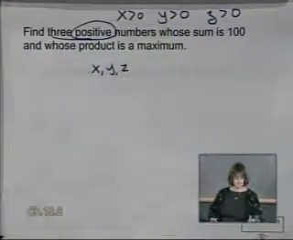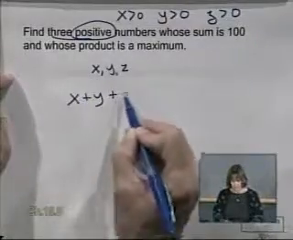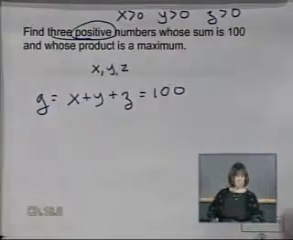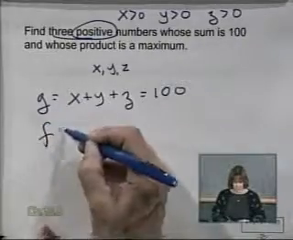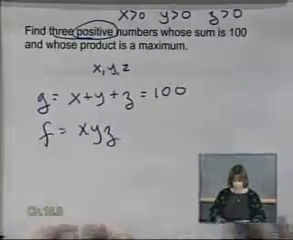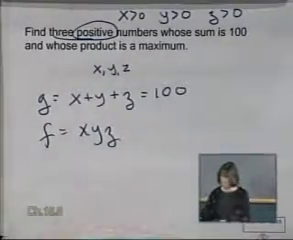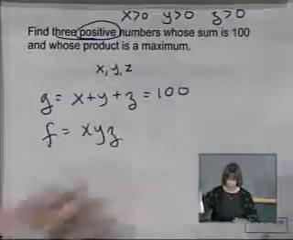x, y, and z cannot be 0. If their sum is 100, that's your constraint. That's your g of x, y, z. x plus y plus z has to be 100. And what you want to maximize or minimize is their product. Okay? Going through and doing this, notice what we have here.